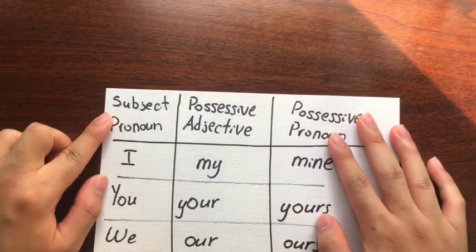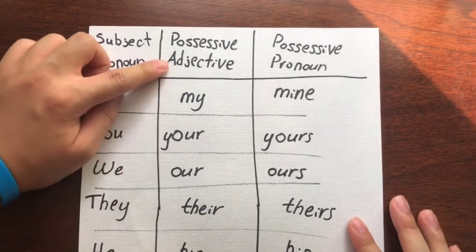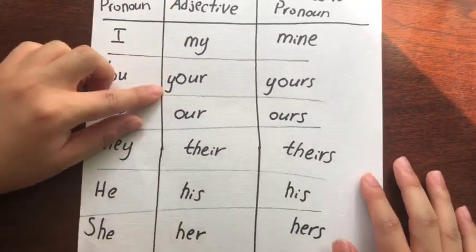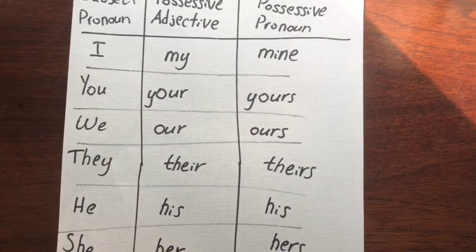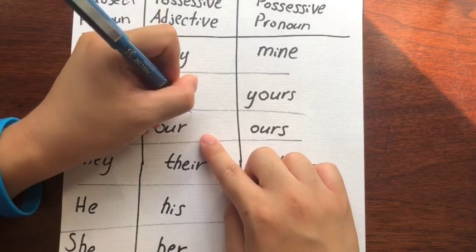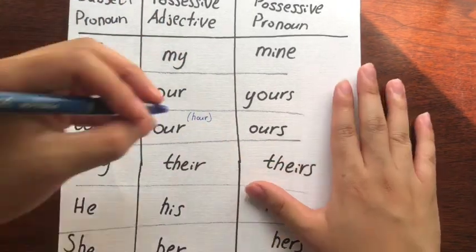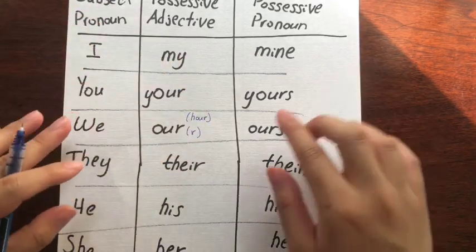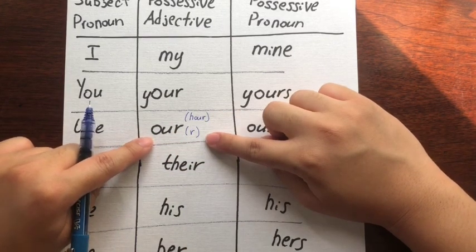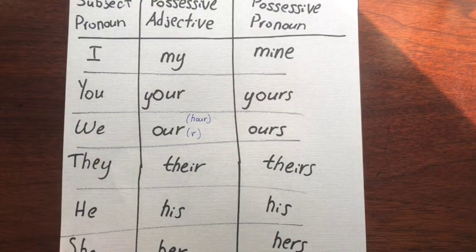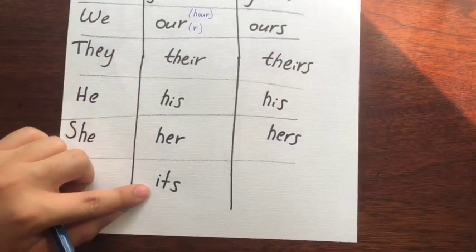Okay, so we already learned about subject pronouns, which are I, you, we, they, he, she, it. And then we just learned the possessive adjectives. They are my, your, our, their, his, her, its. Let's talk about this word, our. There are two different ways to say this word. Both mean the same thing. The first way is like the word our. The other way is like the letter R. So we can pronounce it like our, or we can pronounce it like R. Same thing. We just say it different ways. So, the possessive adjectives are my, your, our or R, their, his, her, its.